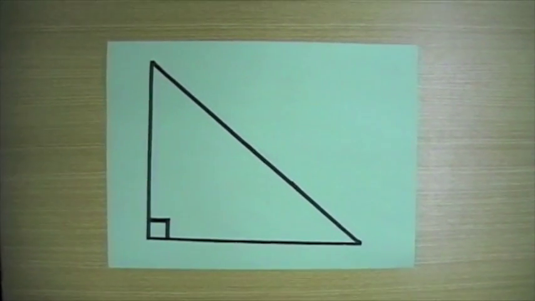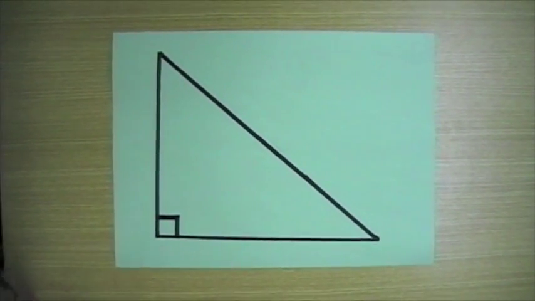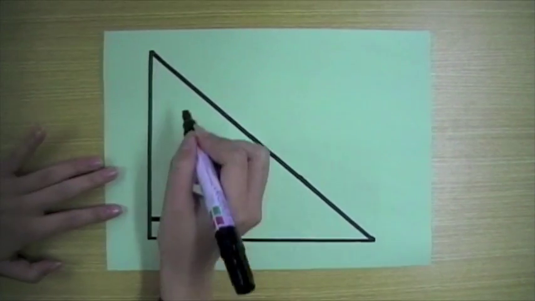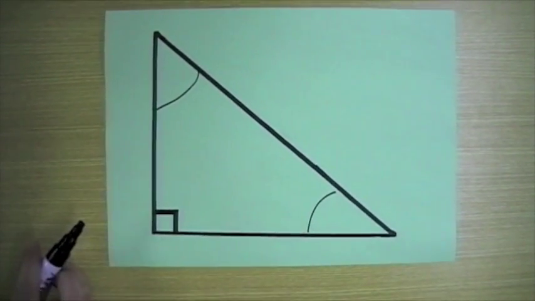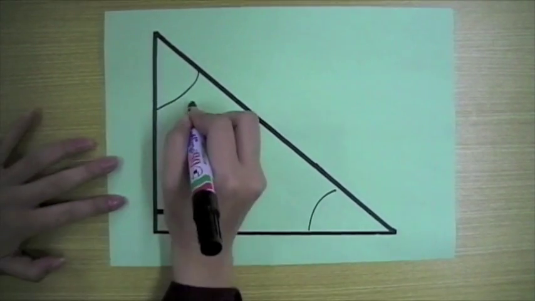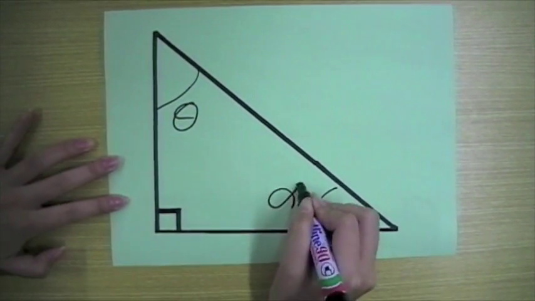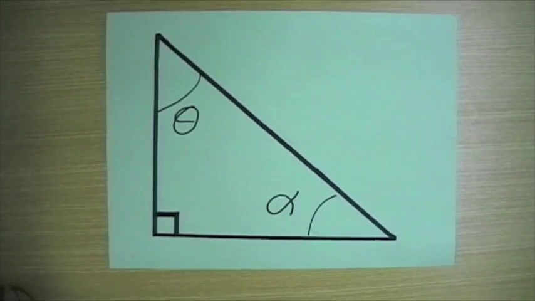Naming the unknown angle. Miss, I need help. What is the problem? How do I represent an unknown angle in a right-angled triangle? Well, Linda, we use the Greek alphabet. The two common letters used are theta and alpha. Are there any other ways to represent angles?